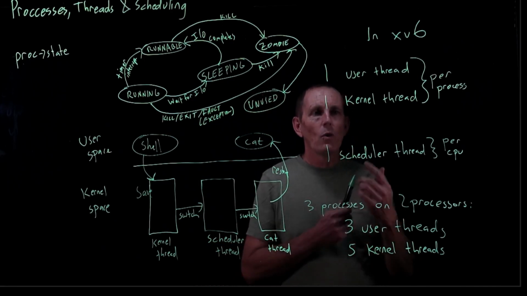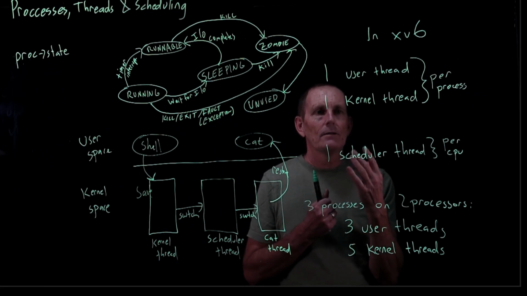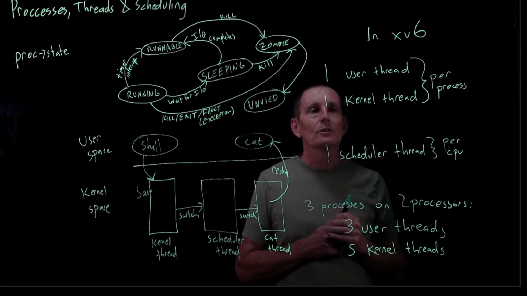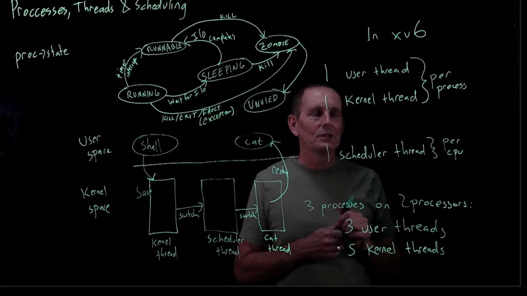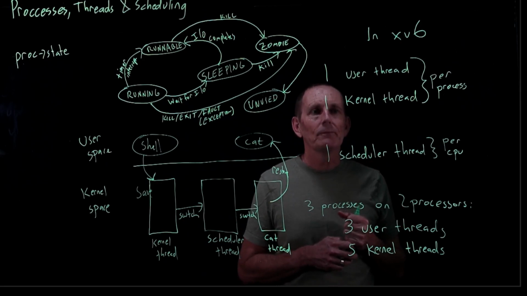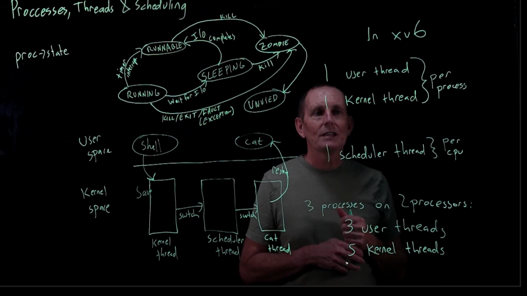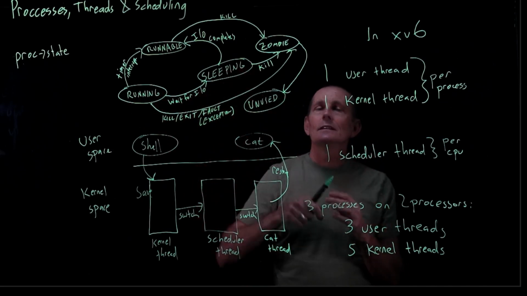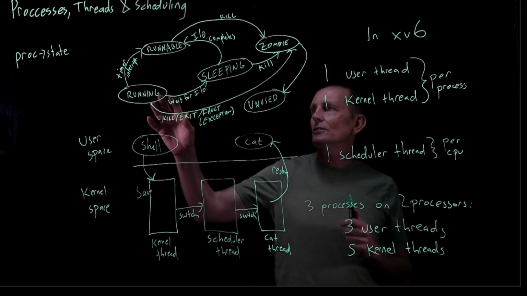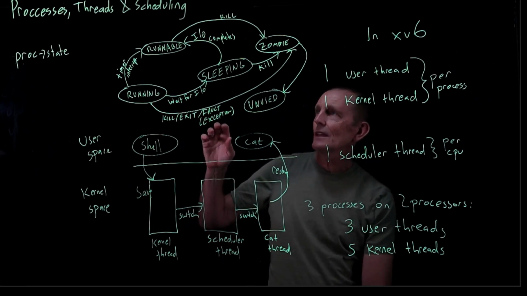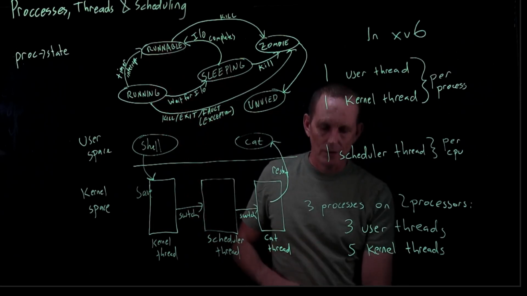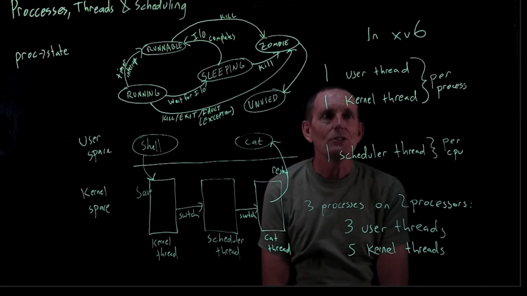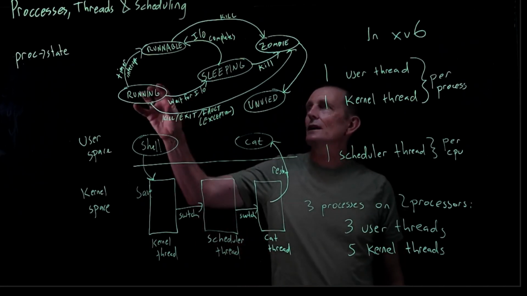xv6 only supports one user thread for a particular process. So if a process wants to have more user threads, it has to roll its own, but the kernel isn't involved in helping in any way. Some operating systems do explicitly support multiple threads per process. That can be handy, so you can, for instance, have individual threads in these different states. As far as xv6 is concerned, the whole process is either runnable or sleeping or running, let's say. But individual threads are all sharing that same state.